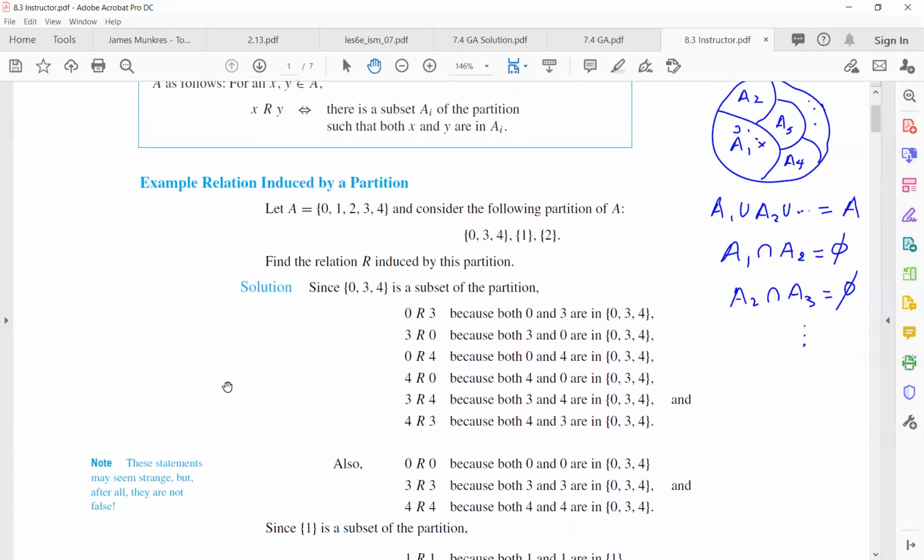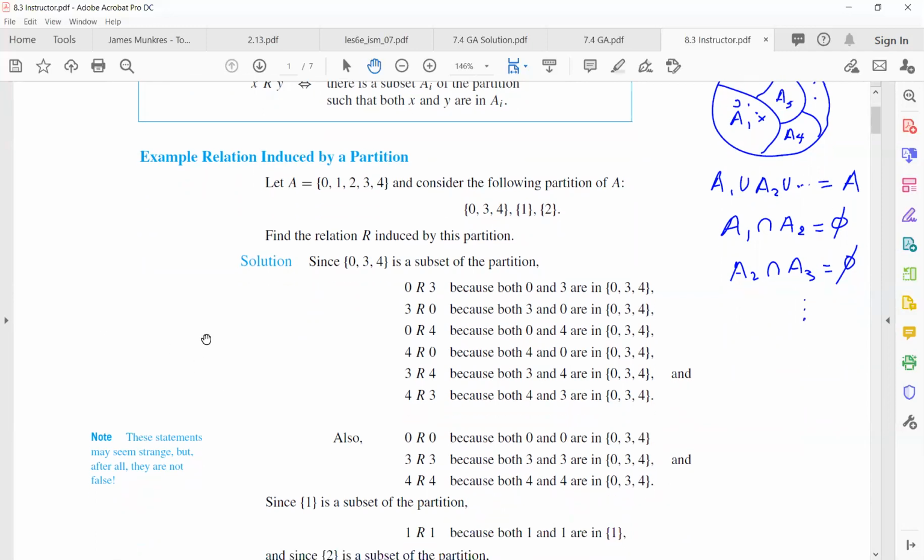Okay, the question says find the relation R induced by this partition. Let us start by working with the first element in this partition, which is the subset including 0, 3, and 4. 0 is in relation with 3. Of course, they are both members of the same set. So you can say that 0 and 3 as a point belong to R.